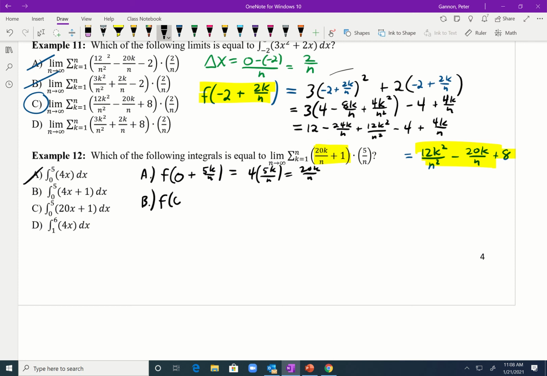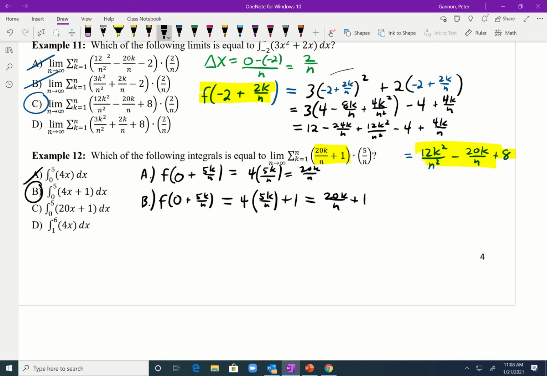So if we check B, same idea. We want f of 0 plus k delta x. So again, it'll be 5k over n. Well, this expression is 4x plus 1. So we're going to do 4 times our 5k over n, and then we have plus 1. 4 times 5k over n is 20k over n, and then we're adding 1. That looks good. That matches. There's the answer.